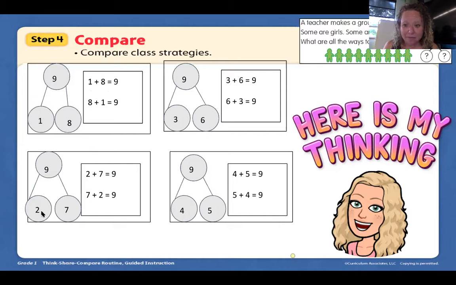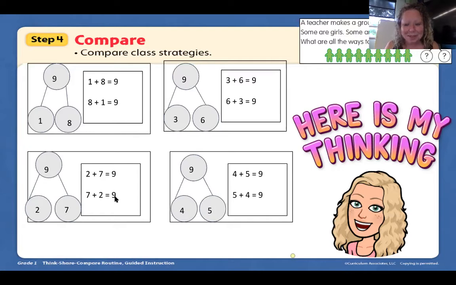I could have 2 girls and 7 boys, or 2 boys and 7 girls. And here are my equations to match that number bond. 2 plus 7 equals 9. 7 plus 2 equals 9. Did anyone have that one?